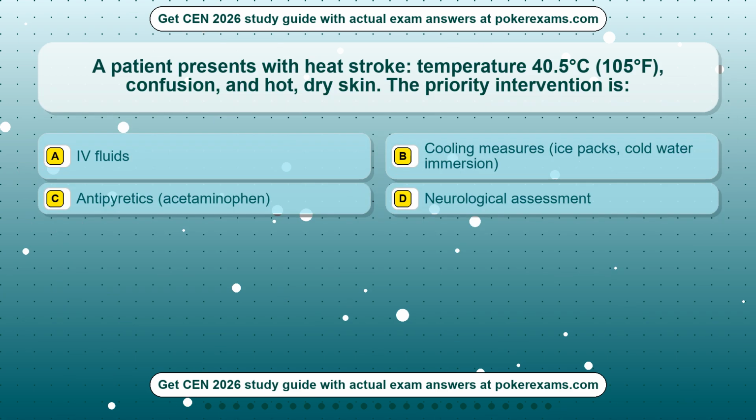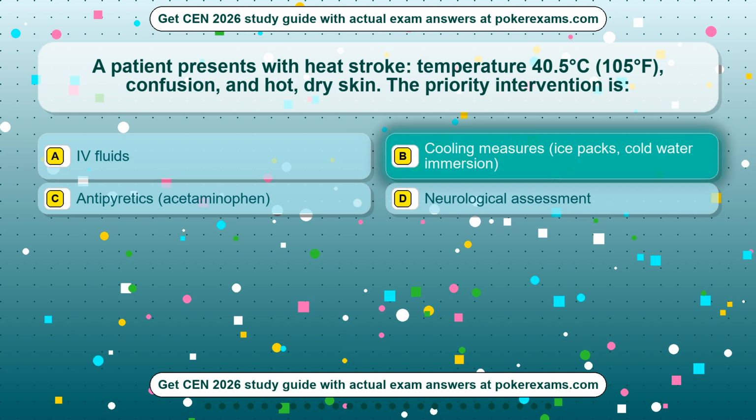Question 9. A patient presents with heat stroke, temperature 40.5 degrees Celsius, 105 degrees Fahrenheit, confusion, and hot, dry skin. The priority intervention is Option A: IV fluids. Option B: cooling measures, ice packs, cold water immersion. Option C: antipyretics, acetaminophen. Option D: neurological assessment. The correct answer is option B. Cooling measures, ice packs, cold water immersion.